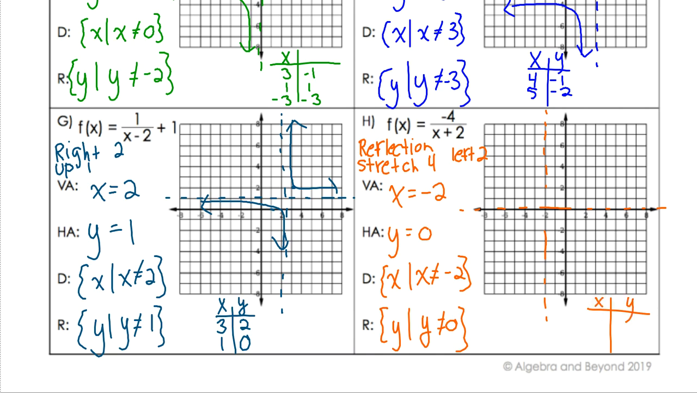So maybe thinking about some key points here that would be easy to use. If I plug in 0, 0 plus 2 in the denominator, that's 2. Negative 4 divided by 2 is negative 2. So at 0, we're down here at negative 2. Remember, it's also reflected. So instead of being in kind of the first and third quadrants areas, now it's in the second and fourth. What else would be easy to plug in? Maybe a 2. Because in the denominator, I have 4. Negative 4 divided by 4 is negative 1. So at 2, down here at negative 1.